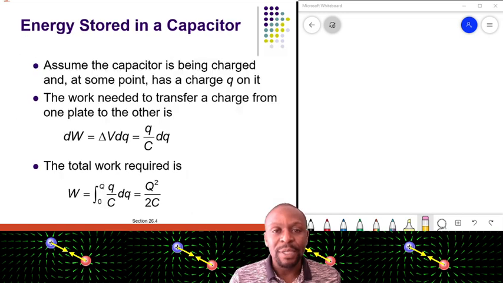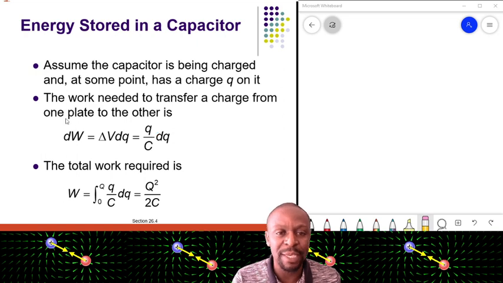Now, the moment you close the switch, assume the capacitor is being charged, and at some point has a charge Q on it. The work that needs to be done to transfer a small amount of charge dQ is just given by this equation. This is the work done, a very small amount of work required to move a very small amount of charge. Now, we know what the change in V is. Change in V is Q divided by C.